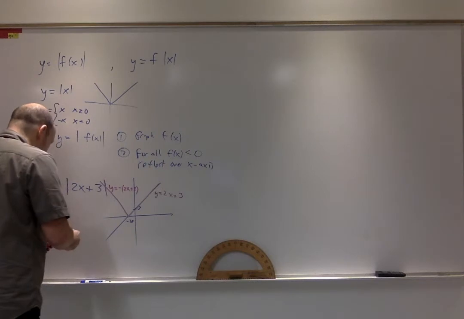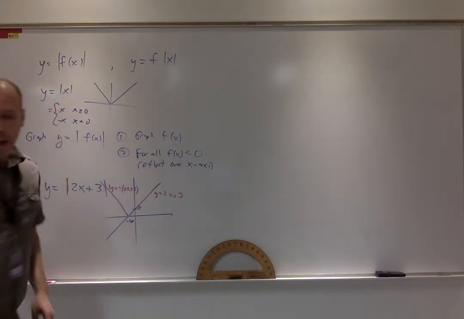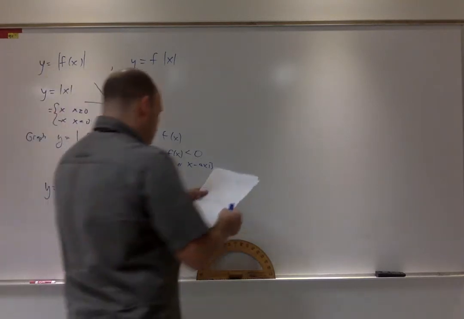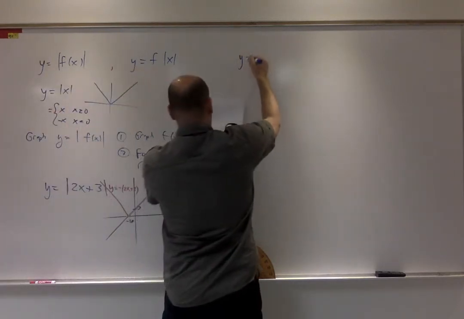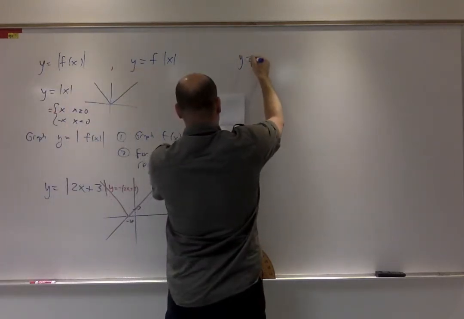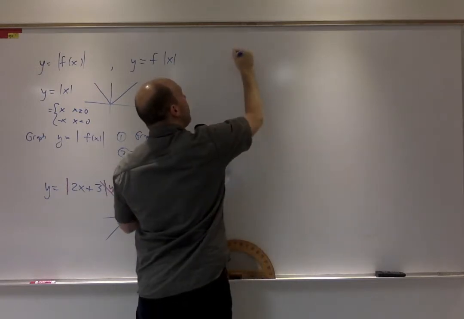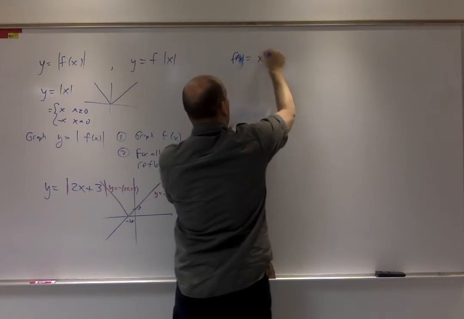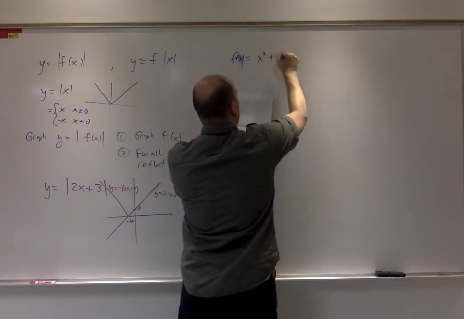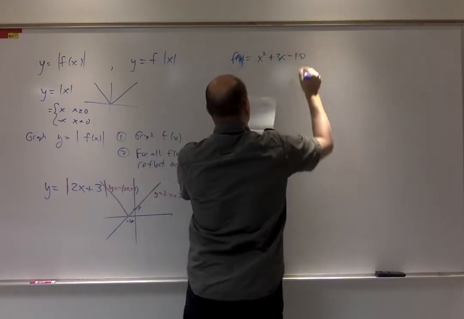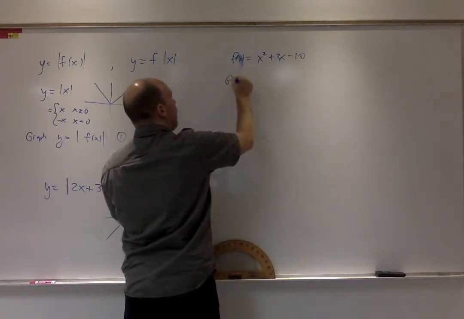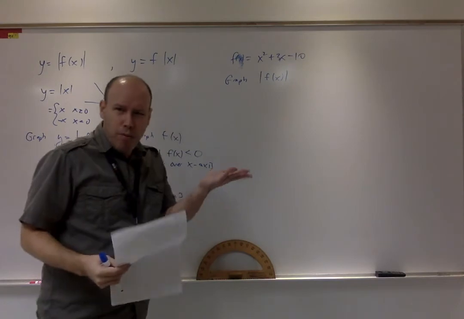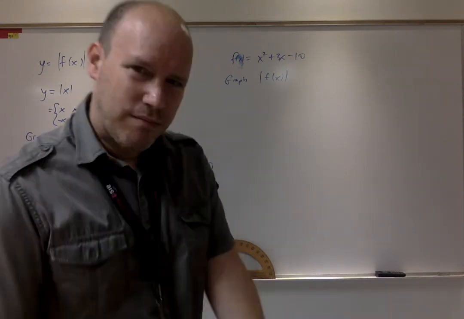Let's try another one, this time with a parabola. Let's say f of x equals x squared plus 3x minus 10. And they'll say graph the absolute value of f of x. No problem, because you're experts, right?